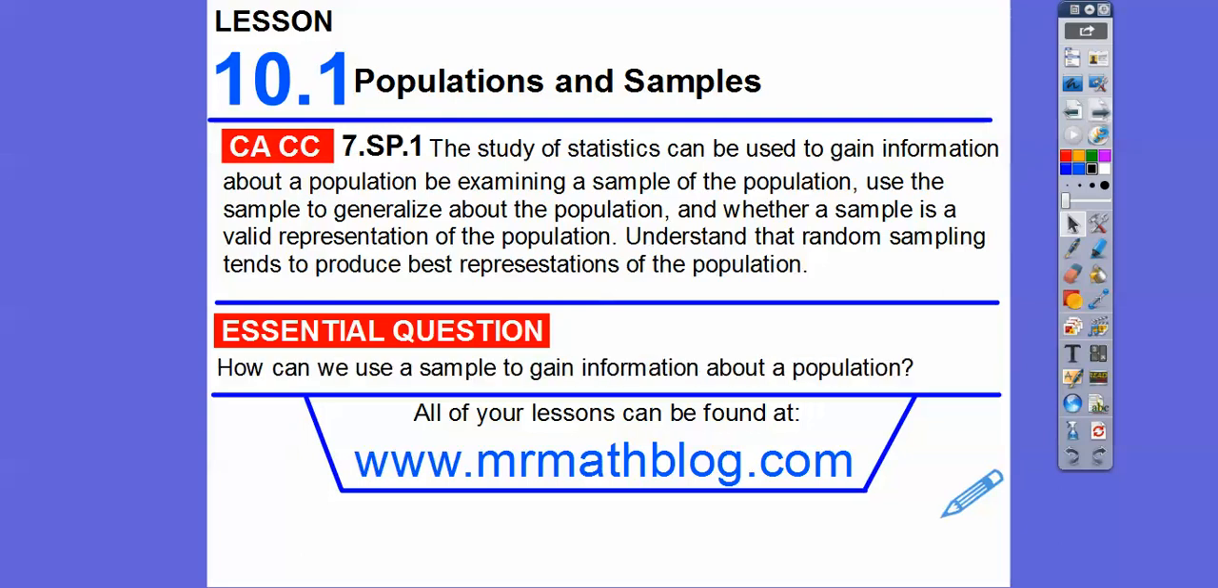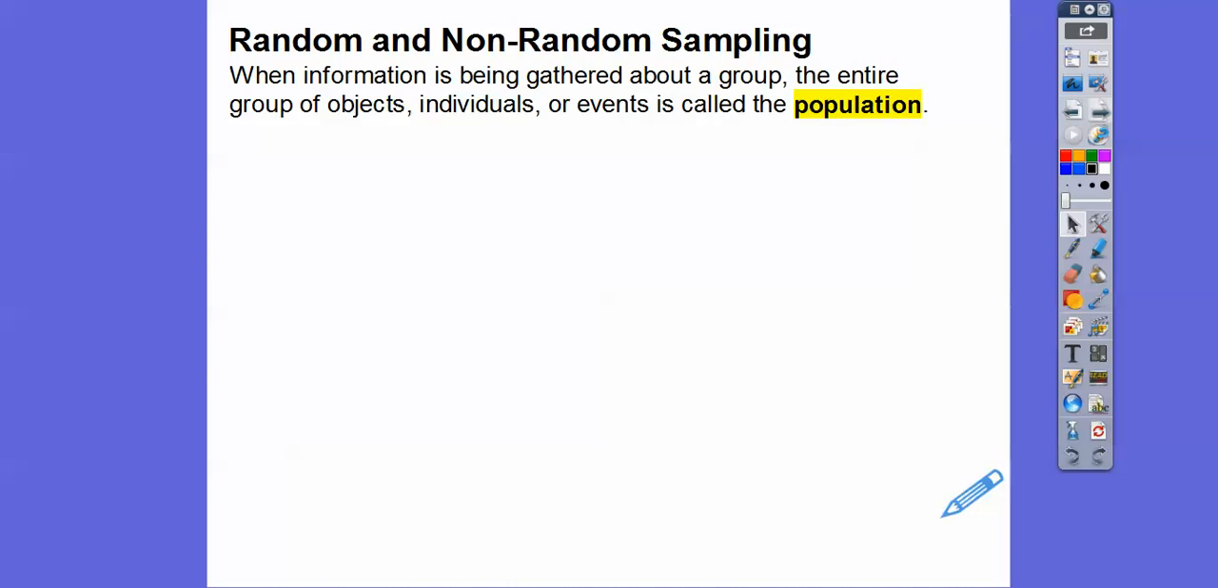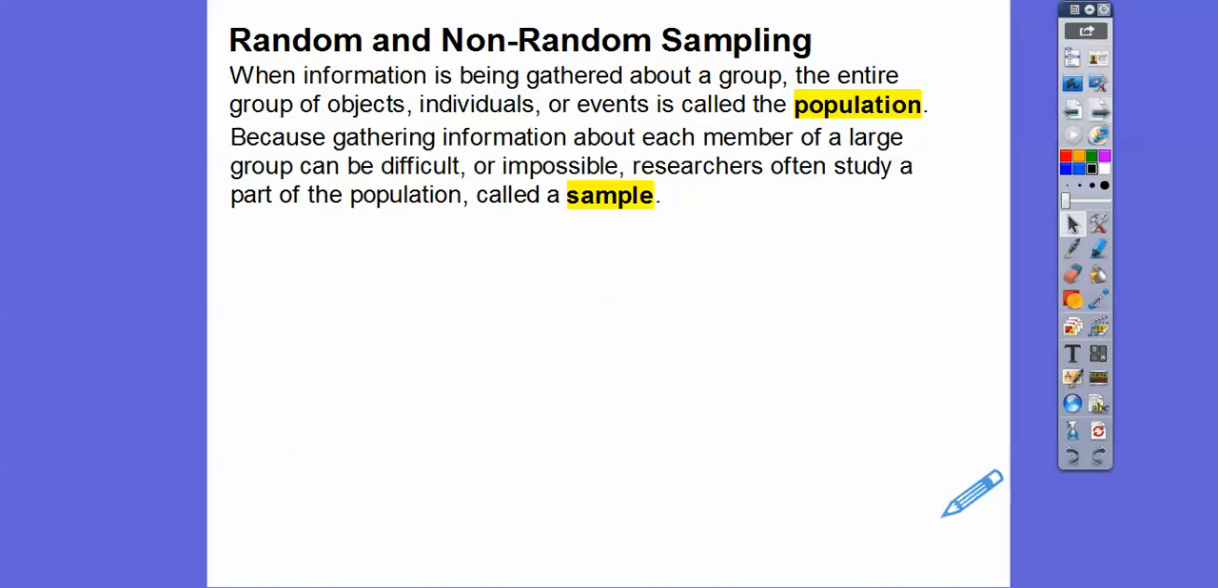So our question here is, how can we use a sample to gain information about a population? Okay, so random and not random samples. When information is being gathered about a group, the entire group of objects or individuals, it could be the number of bugs in a survey in a field, it's called the population. It could be the population of people or the population of the kind of coins that you're collecting, whatever. The population is everything that you're considering there.